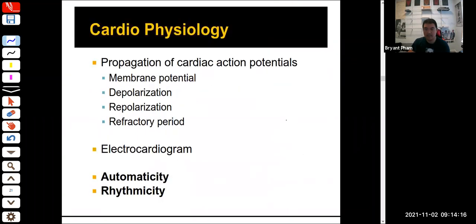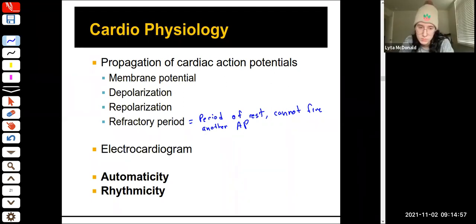All right. So because we talked about action potentials, I'm not going to really dwell on it too much here. The only thing that's new is this refractory period. This is a period of rest where we cannot fire another action potential. So don't overthink this one here. Your heart has to rest. Why? To allow it to fill. To allow it to fill, absolutely.